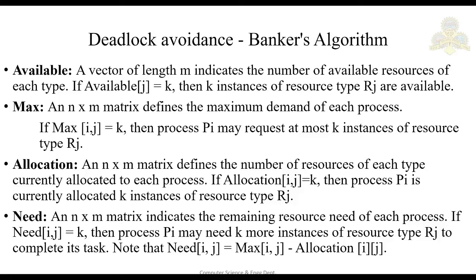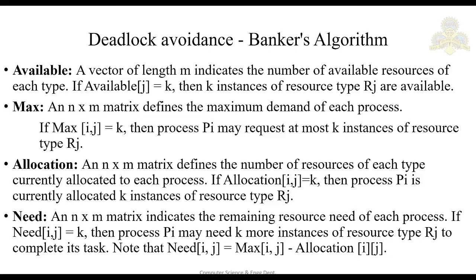So now we will talk about the banker's algorithm. The name banker's is chosen because the algorithm could be used in a banking system to ensure that the bank never allocates its available cash in such a way that it could no longer satisfy the needs of all the customers. So whenever a process enters the system, it must declare the maximum number of instances of each resource type that it might need.